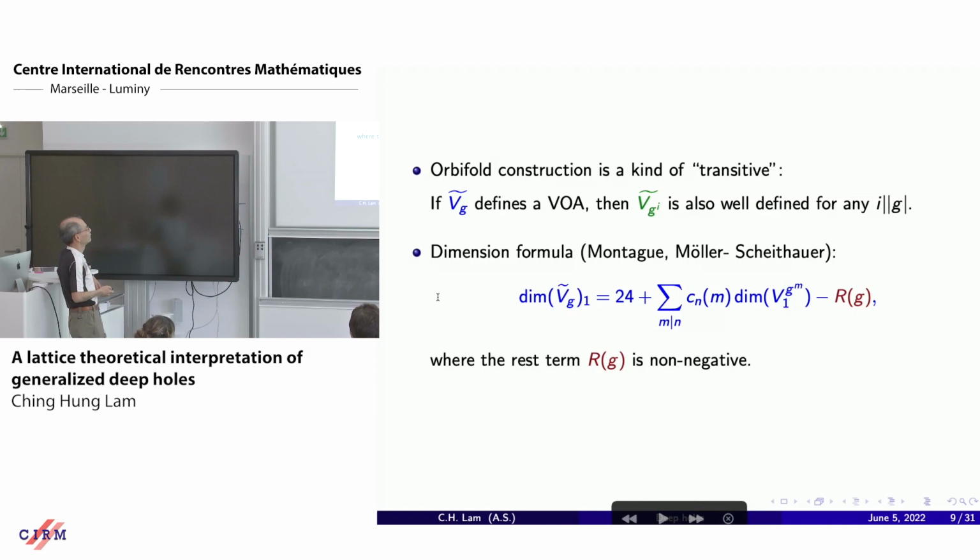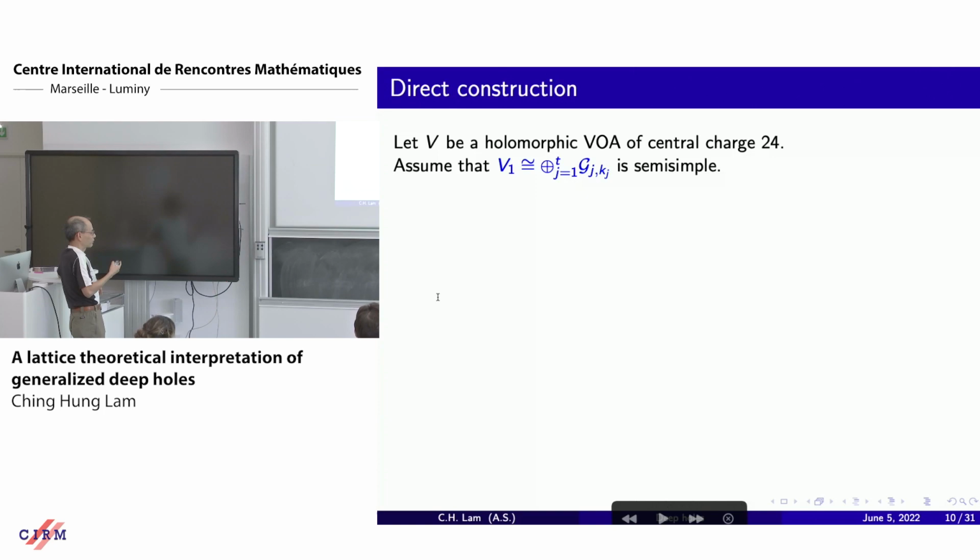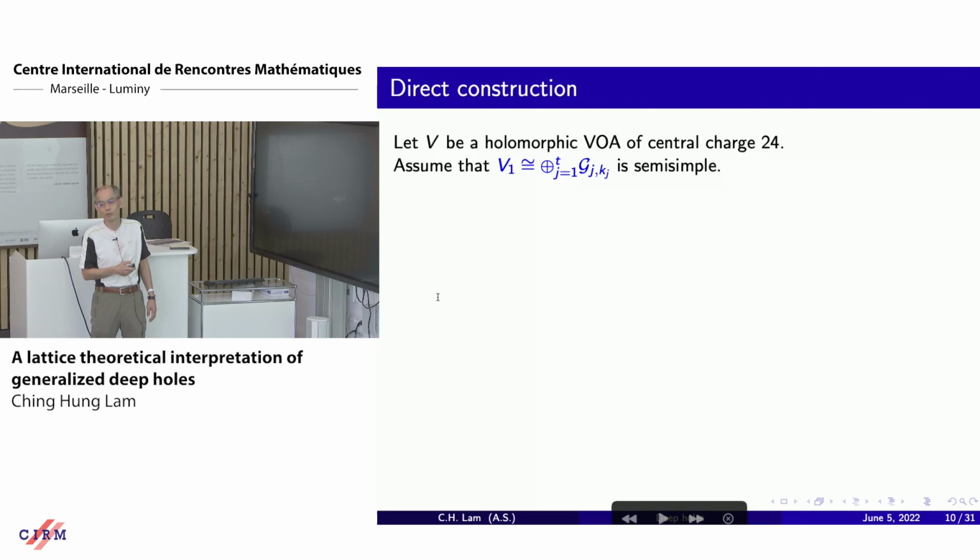All right. So now the question is: after all this work, we notice there's actually another, more direct way to deal with this problem. What I mean by a direct construction is this. You start with a holomorphic VOA. You don't know what V1 is, but let's assume it's semi-simple, because by Dong and Mason, we know it's semi-simple, abelian or zero. So just assume it's semi-simple. Then you have a semi-simple structure like this.